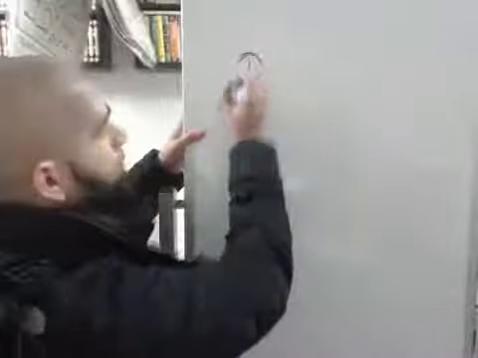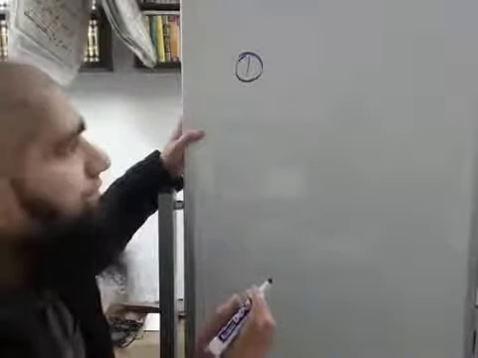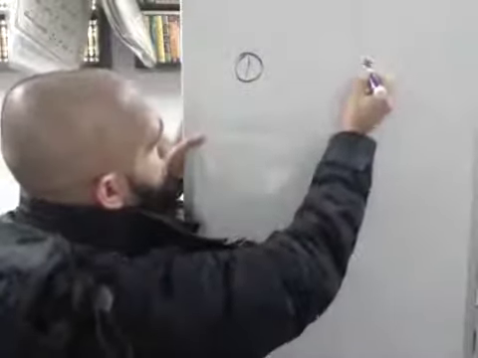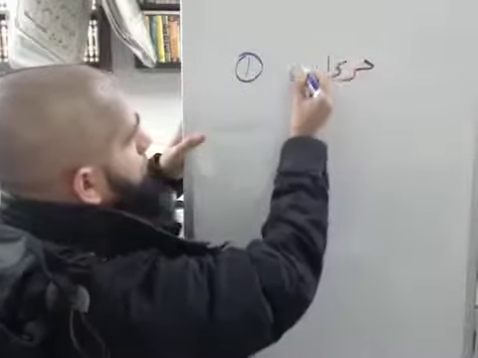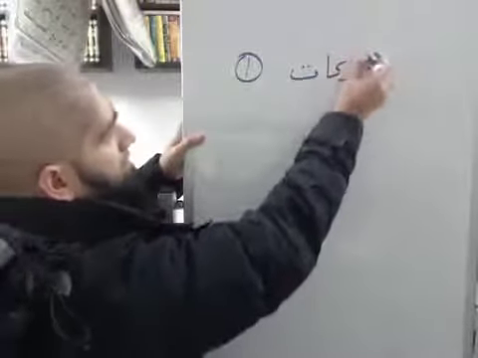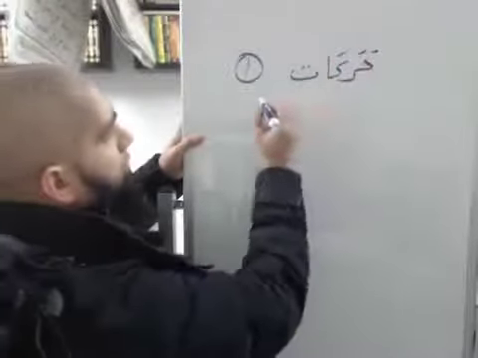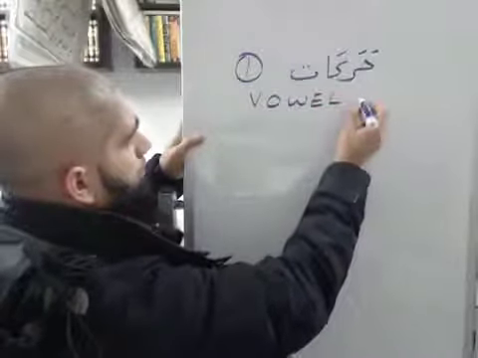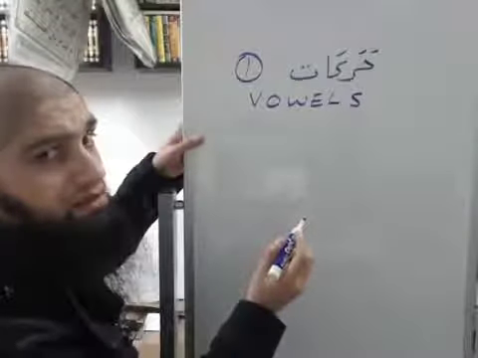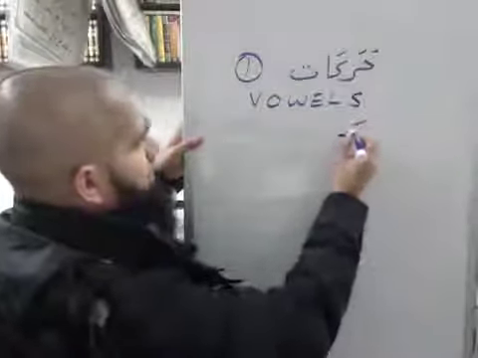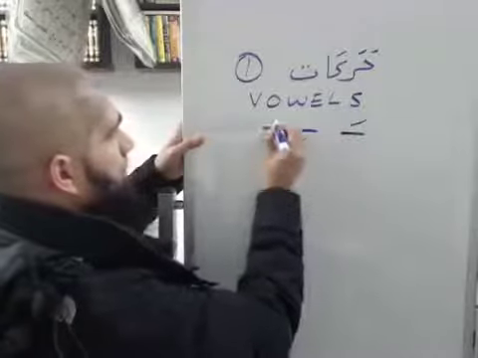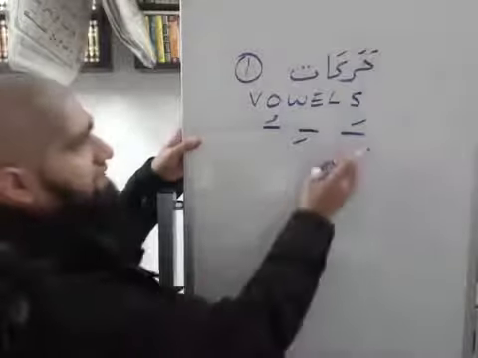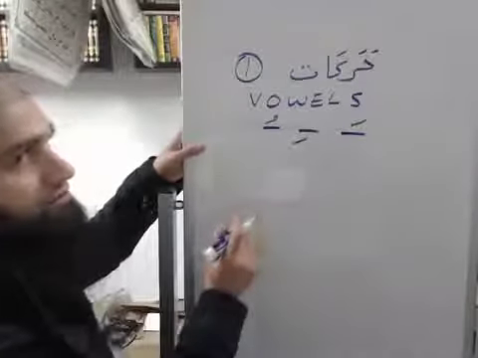Number one, we have learned something called the harakat, which were the vowels. The vowels are what? They're fatha, kasra, and dhamma. These vowels are three vowels that we learned, making the a, e, and u sound.